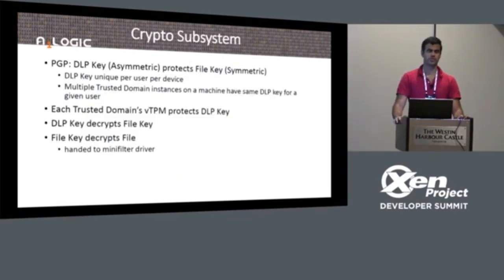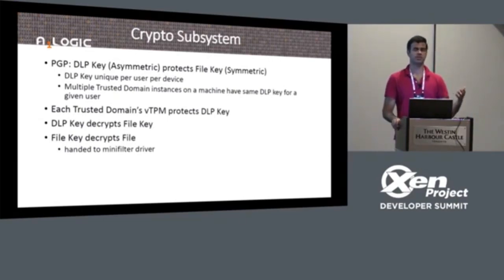Now, for the crypto subsystem, we are using a PGP-like design in which you have a DLP key, which is asymmetric, and which encrypts a file key, which is symmetric, which encrypts a file. These DLP keys are locked down per user per device, and they're protected by the vTPMs, as I mentioned before. You can have multiple DLP keys per device and multiple DLP keys per user, but one DLP key per device per user.